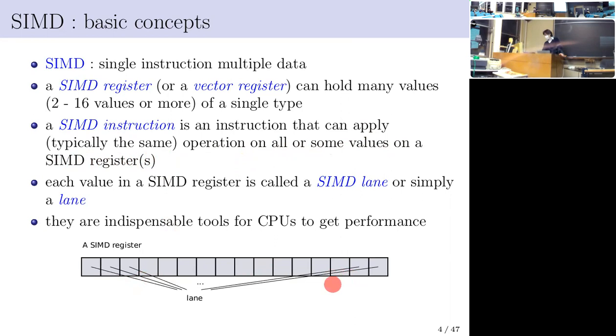This is a simple illustration of what a single SIMD register looks like. Each box is a single, let's say, 32-bit value, like a floating point number, and a single SIMD register has 16 of them. When you need to distinguish the many values in a single SIMD register, each value is called a SIMD lane, or simply a lane. So this SIMD register consists of 16 lanes.